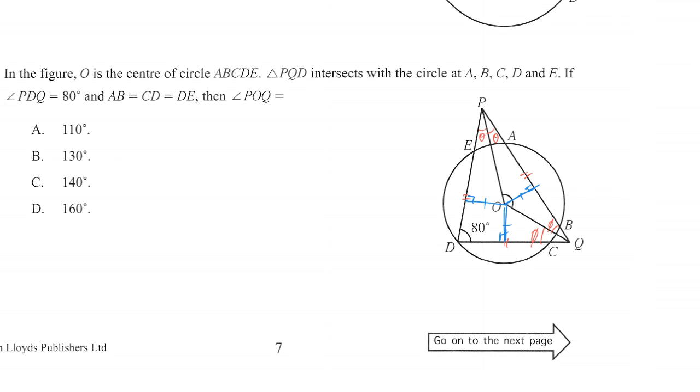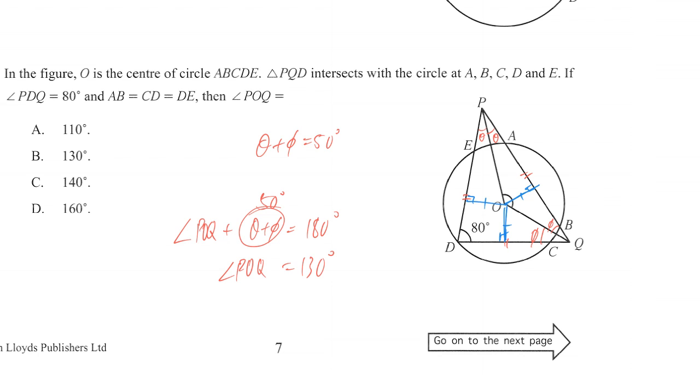And then from this figure, we know that 2 theta plus 2 phi plus 80 degrees is equal to 180. You get theta plus phi equal to 50 degrees. And your target is this angle. So our target is angle POQ plus theta plus phi equal to 180 degrees. We already know this is 50, so angle POQ itself is equal to 130. But I admit this one is difficult.